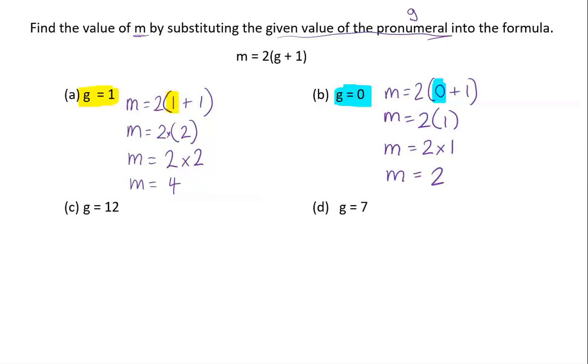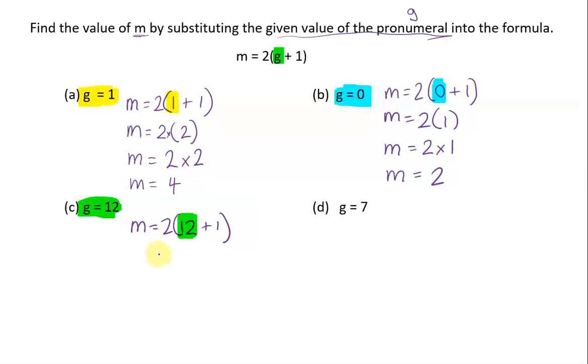It tells us that g is equal to 12. So we'll highlight this in green, g in green. If g was equal to 12, what would m be equal to? That's what we're calculating now. So again, we rewrite our formula, m equals 2 brackets, except instead of g this time, our g will be equal to 12. We've decided g will be 12, it's been given to us, and so we write 12 in there, plus 1. The only thing that changes when we substitute is instead of writing in the pronumeral, the letter g, we put in our value or our number, which is 12.